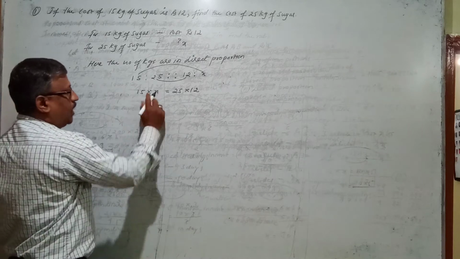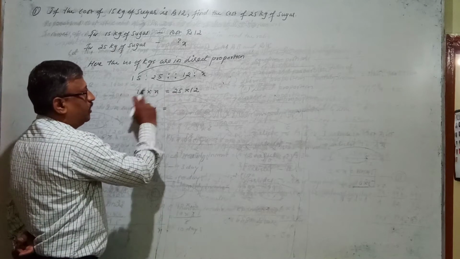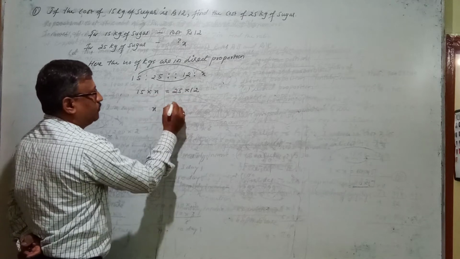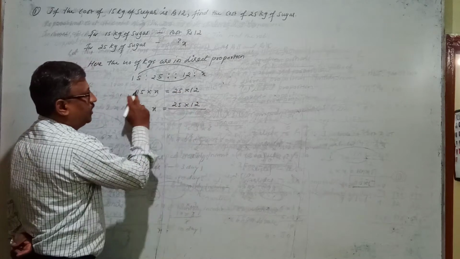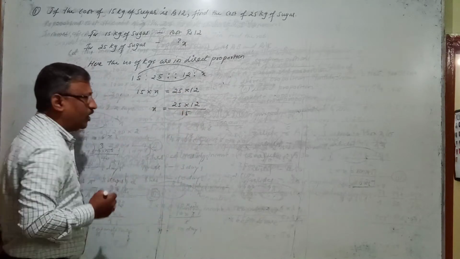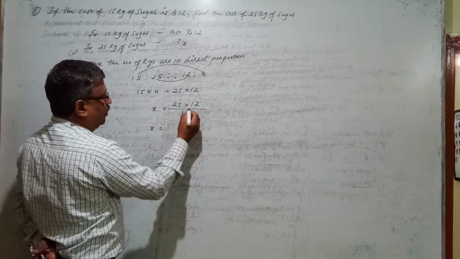So what I want here is the x value, so bring x outside. Transfer 15 to this side: multiplication becomes division. So x is equal to 25 into 12 remains as it is, and transfer this to this side, it becomes division. So multiply and divide. So x is equal to, divide this.